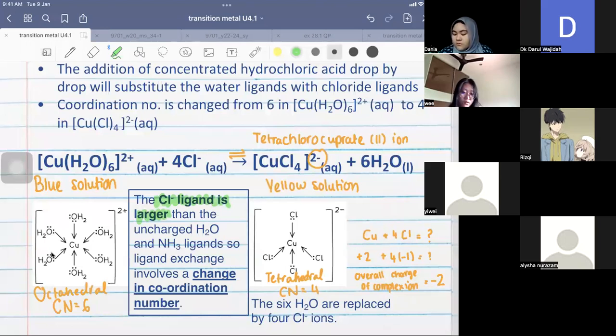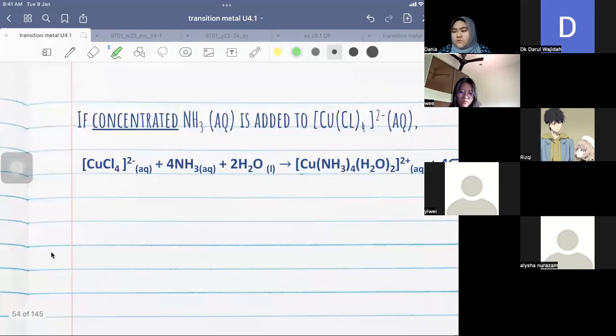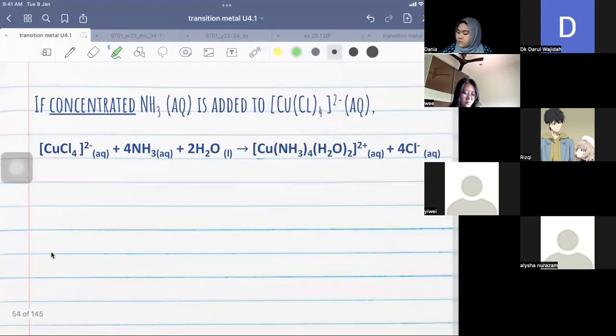Before we move on to the next one, what happens if I add ammonia instead to this tetrachlorocuprate? Okay, so we're still looking at CuCl4 2 minus. Notice that in your notes, I've got that Cl in bracket. Actually, that bracket is optional. You don't need to write down bracket because it's just a single atom. You use bracket for ligands that contain more than one atom, like H2O, NH3. If it's just Cl or fluorine F or iodide I, then you don't have to put them in bracket.